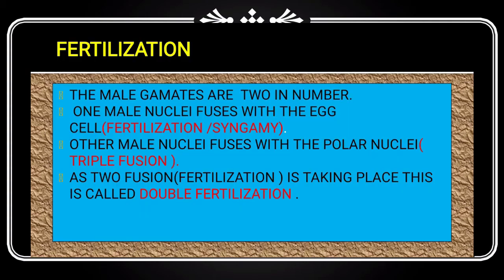Now about fertilization. Male gametes are 2 in number. One male nucleus fuses with the egg cell, which is known as fertilization or syngamy. The other male nucleus fuses with the polar nuclei. That process is known as triple fusion. As 2 fusions, fertilization and triple fusion, are taking place, this is called double fertilization. So in angiosperms, double fertilization takes place.